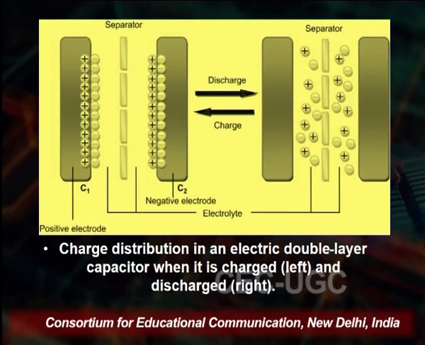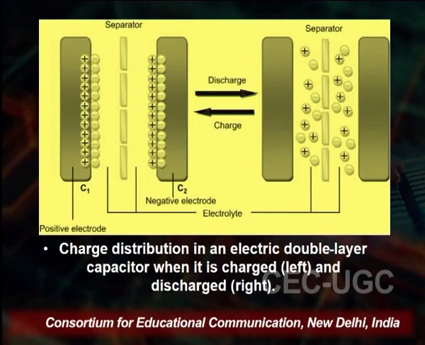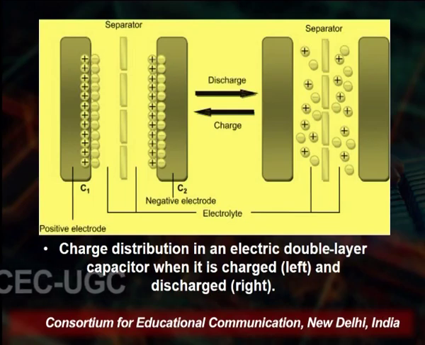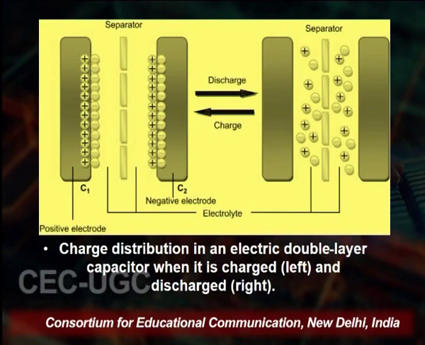Now you see on the screen the charge distribution in an electric double layer capacitor when it is charged, on the left, and when it is discharged, on the right. When it is charged, you can see that the positive electrode attracts the negative charges, and here the negative electrode attracts the positive charges. There is a separator, you can clearly see the separator between these two. That separator is the electrolyte.